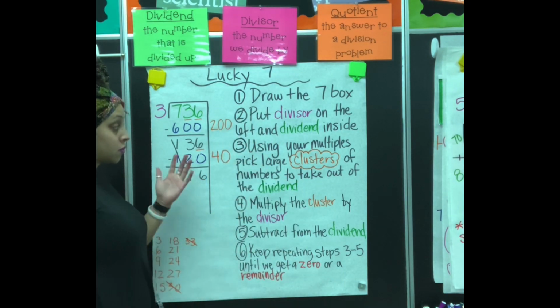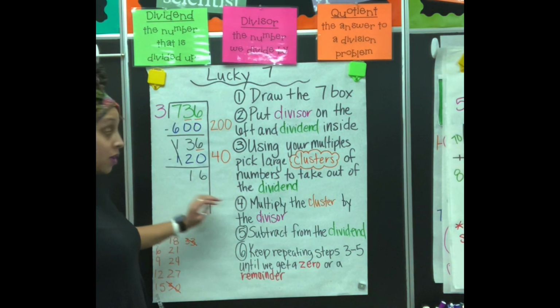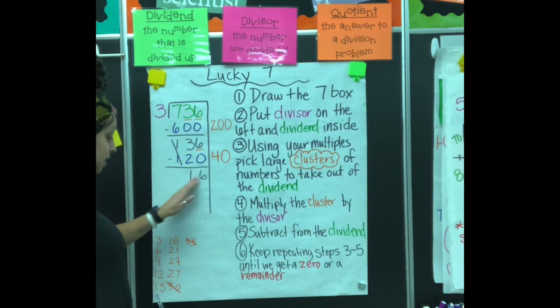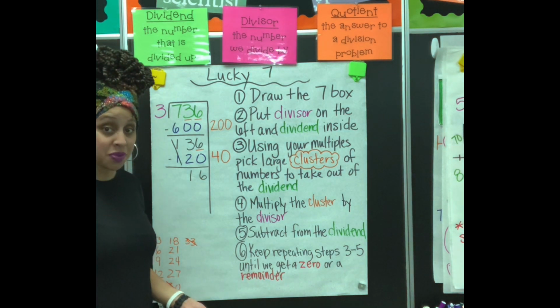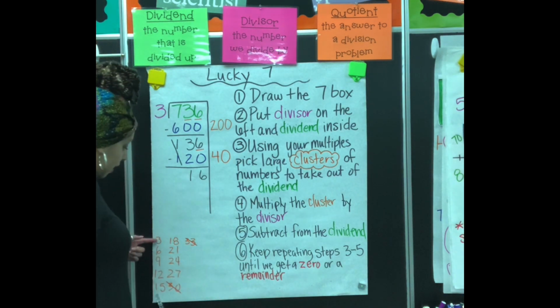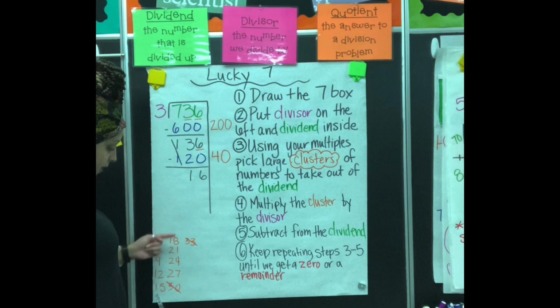Using our multiples, we pick out big clusters, and we cover up 6, and we go, how many times can 3 go into 1? It can't. So we move over and we think, how many times can 3 go into 16? We come down to our multiples, see why we did all this work, so we're not guessing. And we look for one that would be in between 15 and 18. Well, it can't be 18 because 18 is bigger than 16.